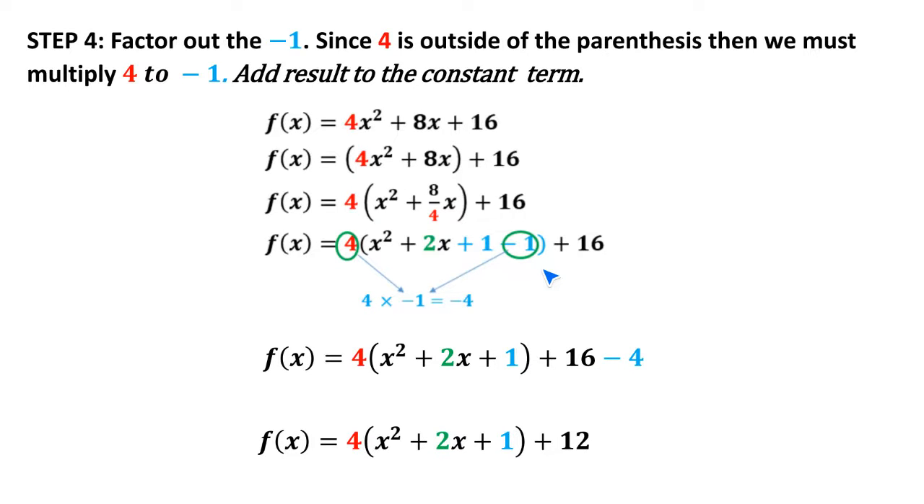Okay, so let me repeat that. So if I bring this negative 1 outside, I always have to multiply by whatever I have in front of the parentheses. So 4 times negative 1 gives me a negative 4. Now this negative 4, I'm going to go ahead and add it to my constant term here, 16. So 16 minus 4 gives me the 12. So it doesn't look like we have made progress as far as writing it in standard form, but notice what happens now. X squared plus 2x plus 1. This is a perfect square, so we can actually factor this out. And when you factor, notice what happens.